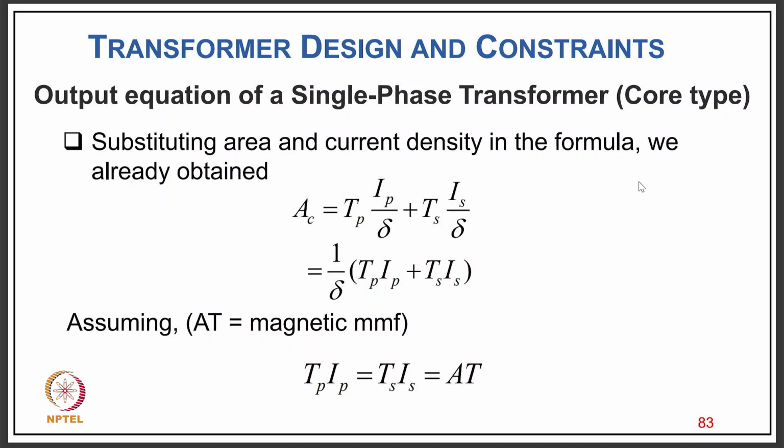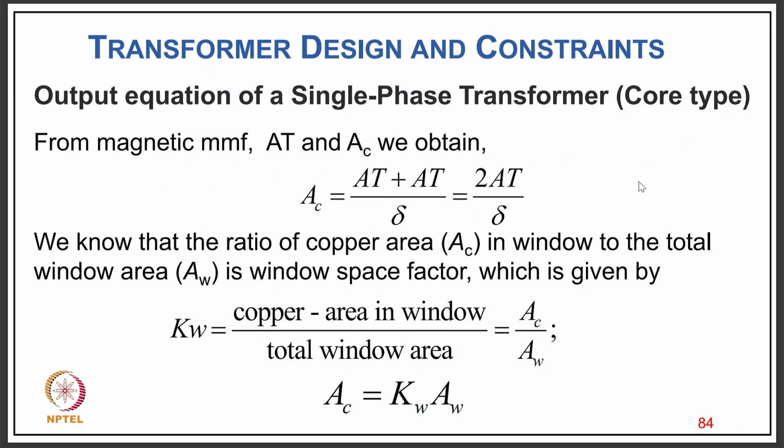So it comes equal to 1 upon delta, the current density, in bracket TP IP plus TS IS. Considering AT as the total magnetic MMF, TS IS equals TP IP equals AT, if we define it. So we can call it the magnetic circuit AT, and AC can be obtained. So AC is AT plus AT divided by delta, of course neglecting the magnetizing current here, that is equal to 2 AT upon delta.